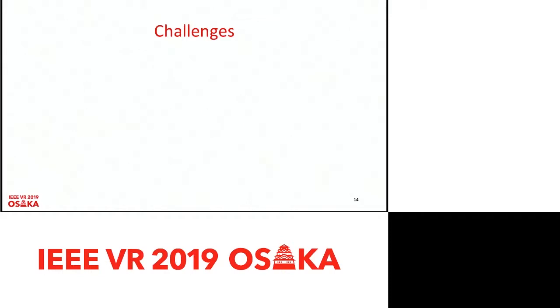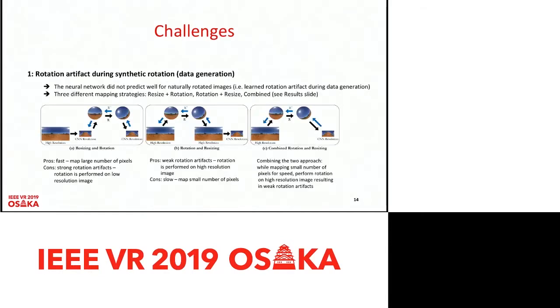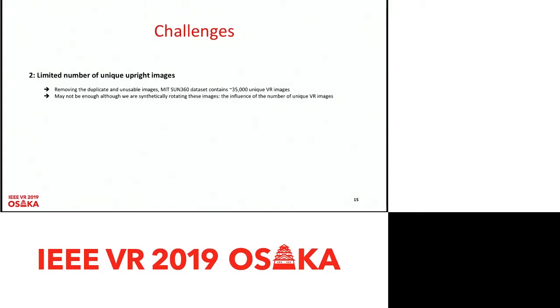Before we dive into the results, I want to explain the challenges that we faced when we trained the neural network. The first problem we encountered is the creation of the rotation artifact when we synthetically rotated the images. Rather than learning the rotation itself, the neural network appeared to learn these artifacts and failed to predict well on the naturally rotated images. The second problem that we encountered is the limited number of training images. Since we only had 35,000 unique images from the MIT Sun 360 dataset, we have to make sure if this is enough for the training.